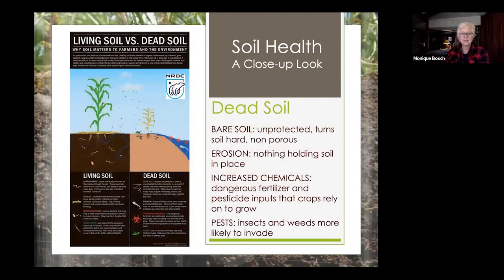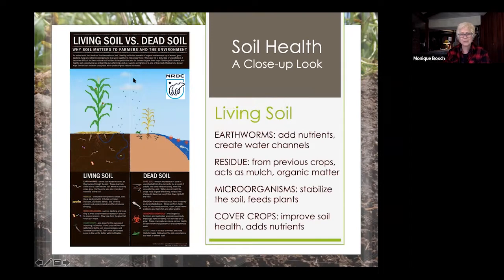So this is NRDC showing us the difference between dead and living soil. Basically, if you see bare soil, chances are it's dead because there's nothing to protect it. And of course, it'll erode, and you'll need increased chemicals to grow anything, and that continues to deplete the life in the soil. Comparing that to living soil, as soon as you see earthworms in the soil, being the highest trophic level in a soil food web, you know that you have life in that soil.